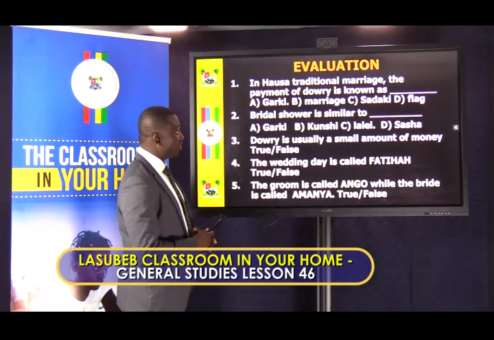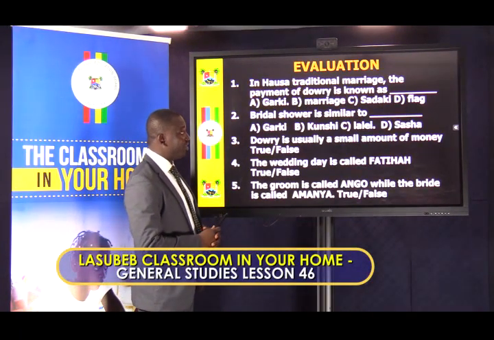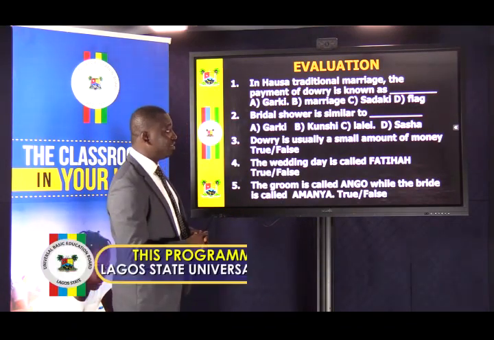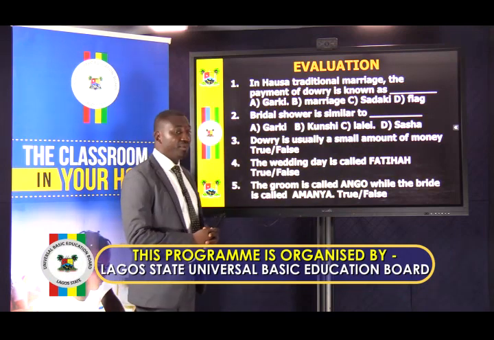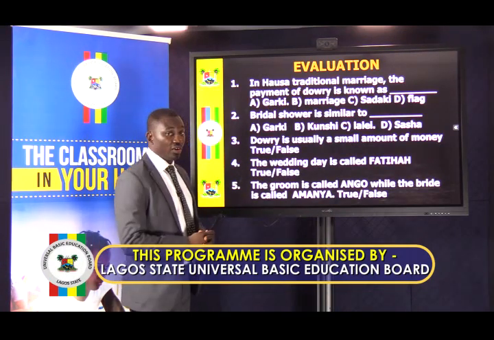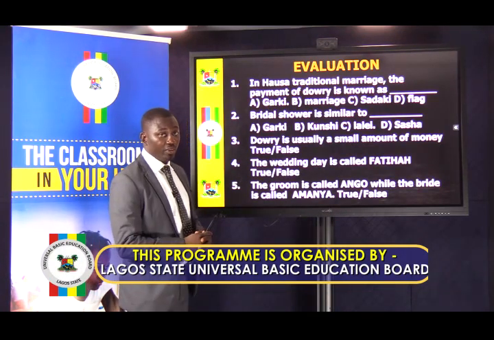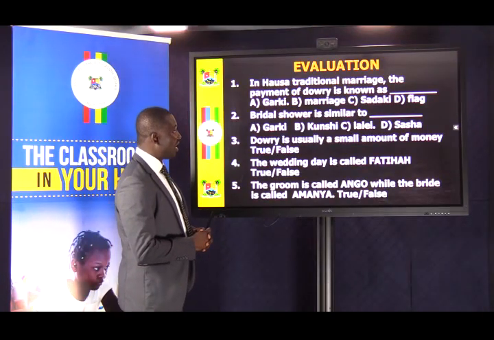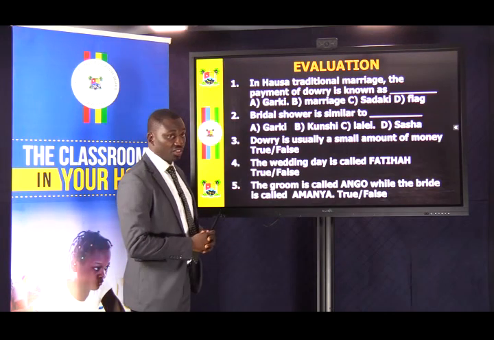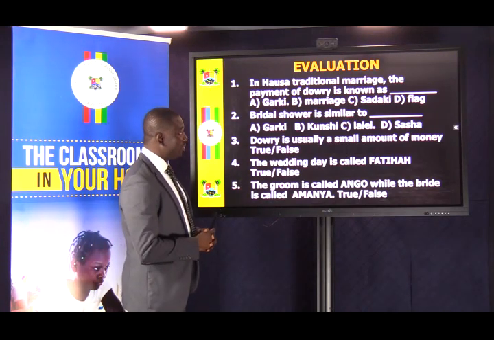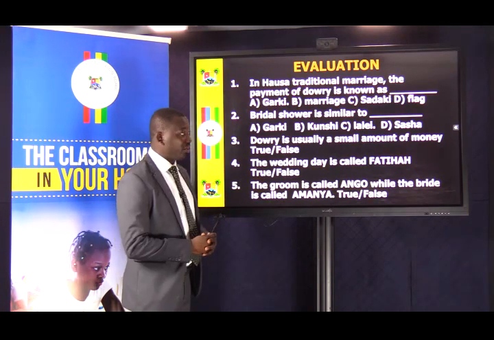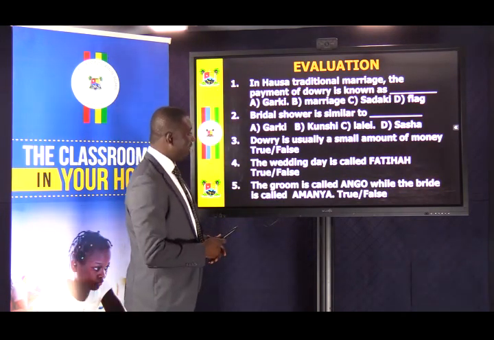In Hausa traditional marriage, the payment of dowry is known as dash. A. Gariki. B. Marriage. C. Sadaki. D. Flag. What's the correct answer? You put it down. Number 2. Bridal shower is similar to dash. Is it Gariki? Is it Kunshi? Is it Lali or Sasha? You put the correct answer down. Okay. Number 3.